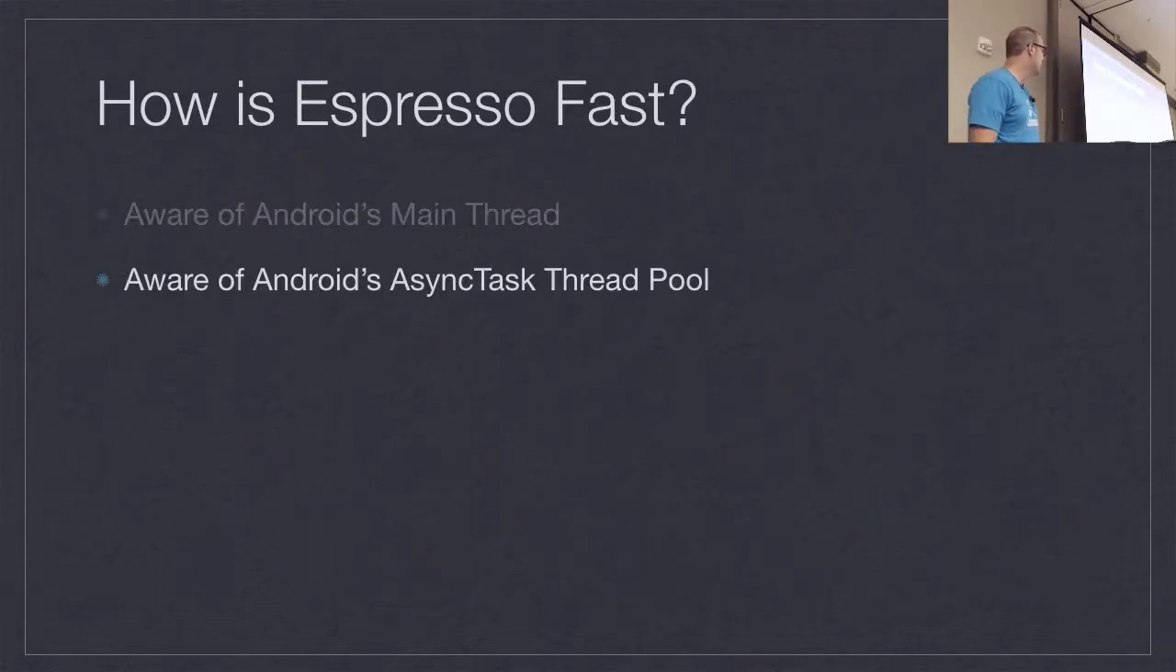It's also aware of the AsyncTask thread pool. I know everybody here loves AsyncTasks and writes them all the time. We've all moved on from that, pretty much. But the AsyncTask thread pool is actually used by all of the Android system internals. So if there's any background work happening, Espresso knows about that and will wait for it.